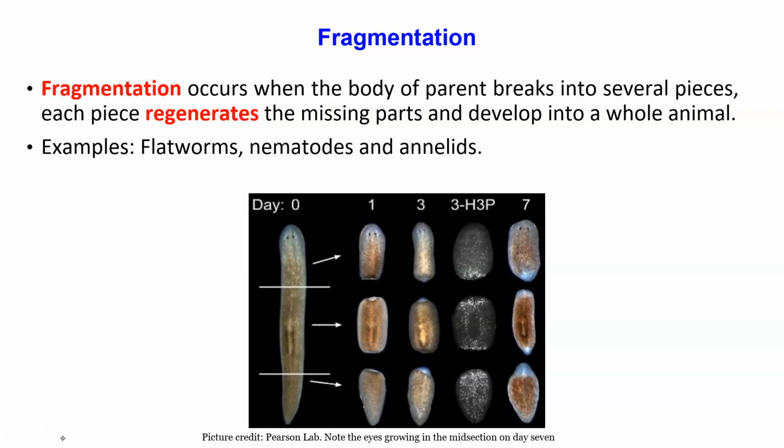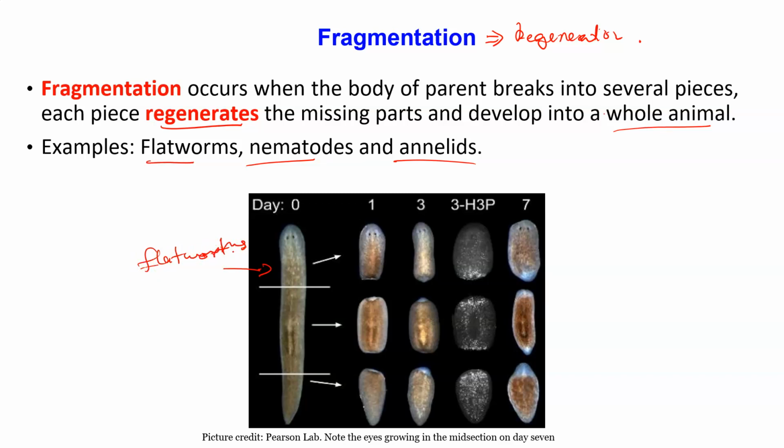Okay, so next is fragmentation. Remember, fragmentation is followed by regeneration. Fragmentation occurs when the body of the parent breaks into several pieces. Each piece regenerates the missing part and develops into a whole animal, such as flatworms, nematodes, and annelids. This is a picture showing you a flatworm.